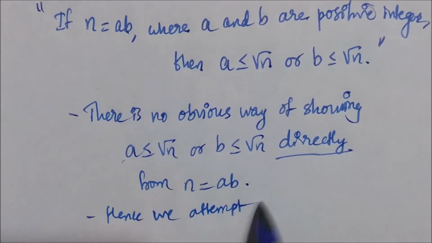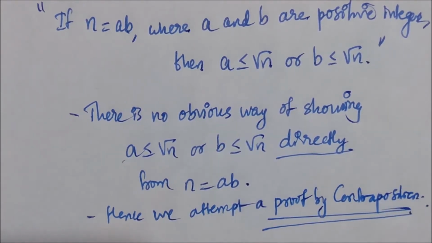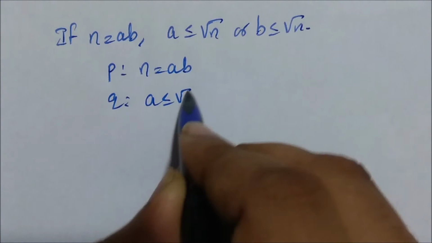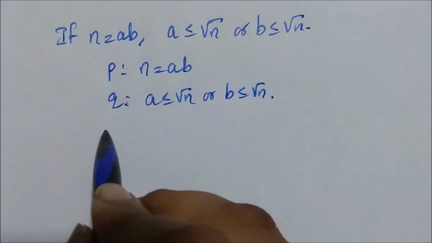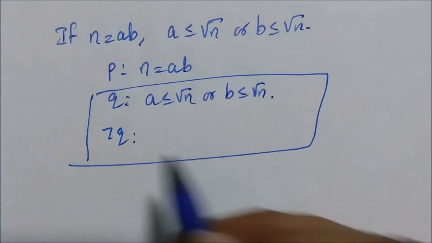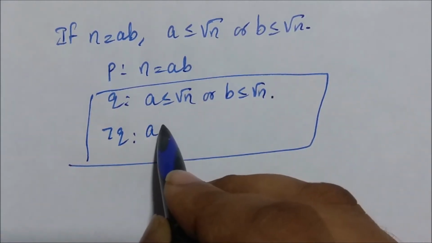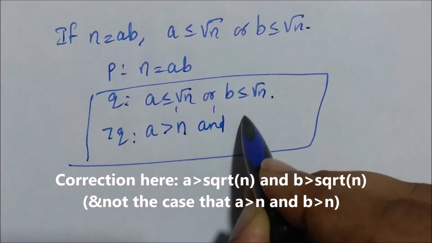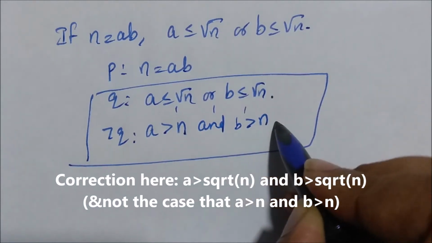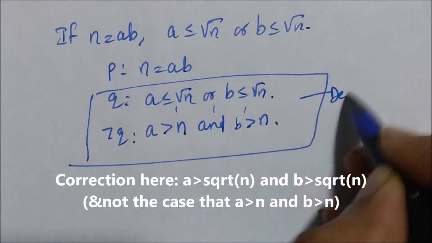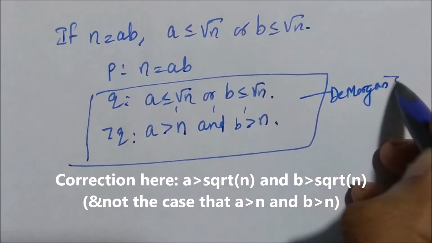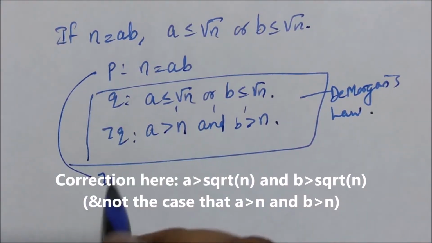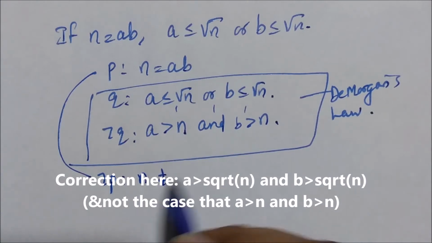Now if n equals ab, then a is at most root n or b is at most root n is what we want to prove, right? Where P here is n equals ab, Q here is a is at most root n or b is at most root n. Now if you consider the negation of Q, we apply De Morgan's law here to get the negation of Q, right? Q is of the form R or S, and the negation of it is going to be not R and not S, right? According to De Morgan's law. So not Q will be a greater than root n and b greater than root n. Right? So we got that negation of Q is a greater than root n and b greater than root n, and negation of P will be n not equal to ab.